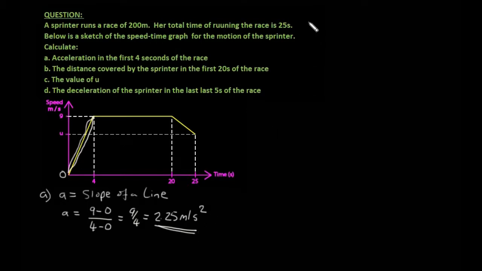Now let's look at part B. The distance covered by the sprinter in the first 20 seconds of the race. Now the distance covered in a speed-time graph is equal to the area under the graph. So we're going to find the area of this triangle first, and then we're going to find the area of this rectangle.